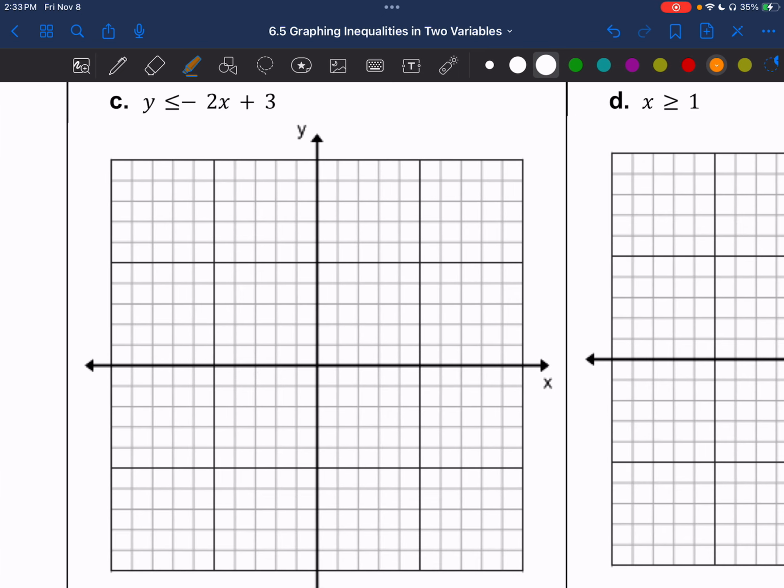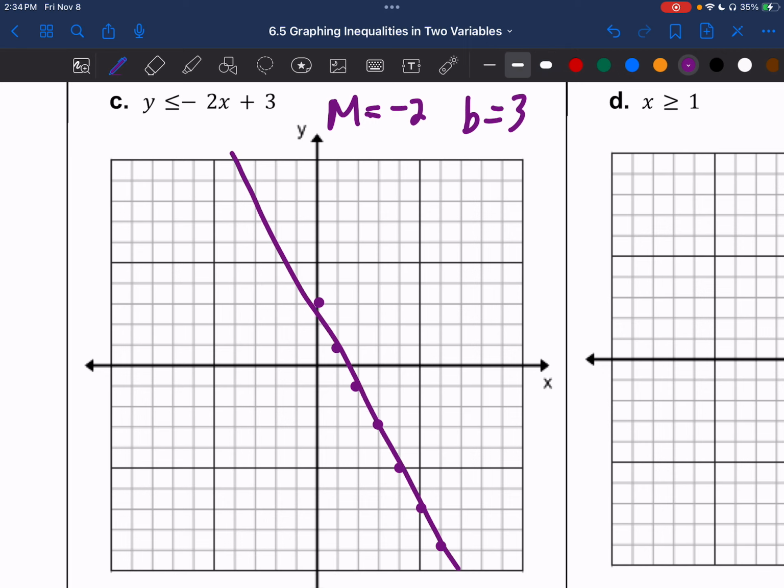All right, letter C. We have a slope of -2, a y-intercept of 3. So we have a point at 3. Our slope is -2, so we're going down 2 to the right 1 each step. Down 2, right 1, down 2, right 1. And we're going to connect our dots and make our line.